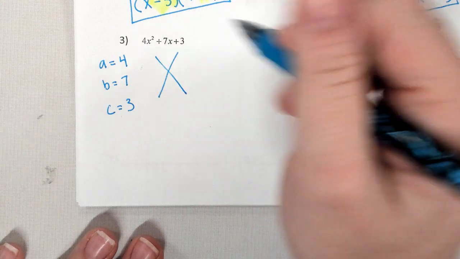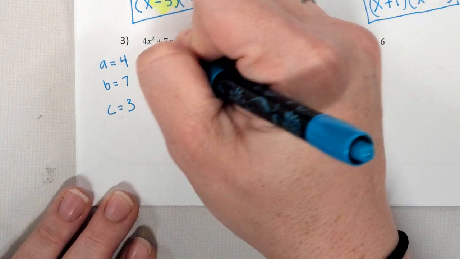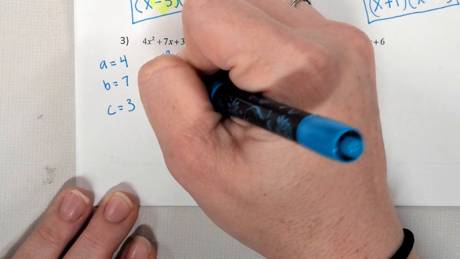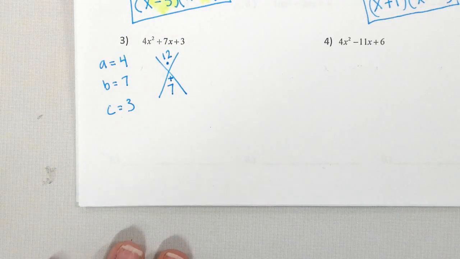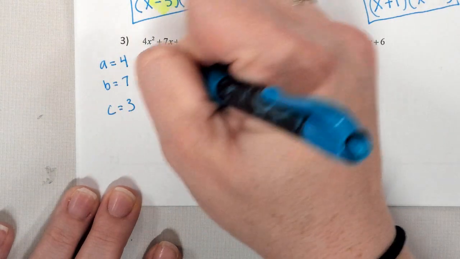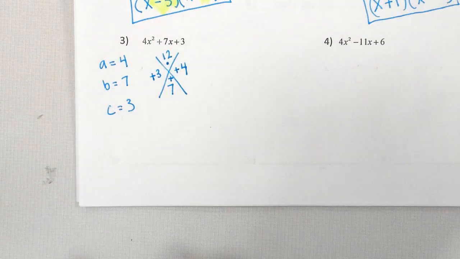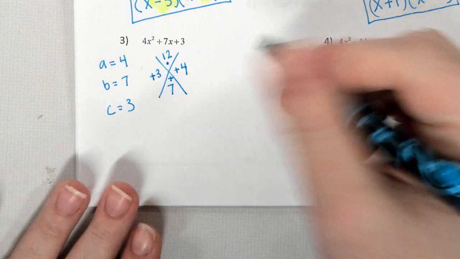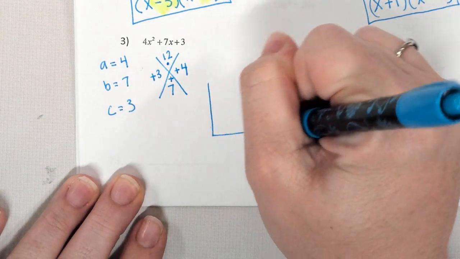Okay, A times C is 12, and B is 7. What multiplies to give you 12 and adds to give you 7? 3 and 4. So positive 3, positive 4. When everything's positive, those numbers are going to be positive. Now, is A 1 here? No. So we have to do the box. And I'll show you why.